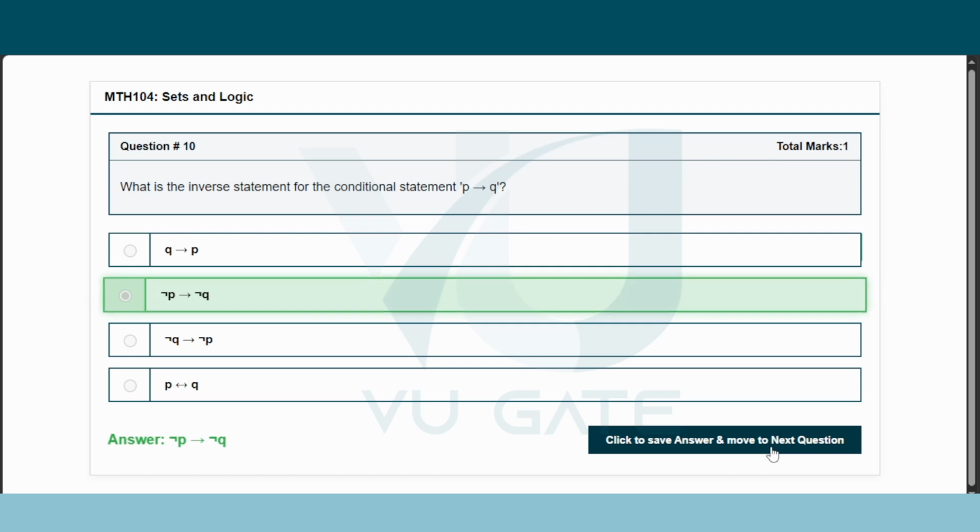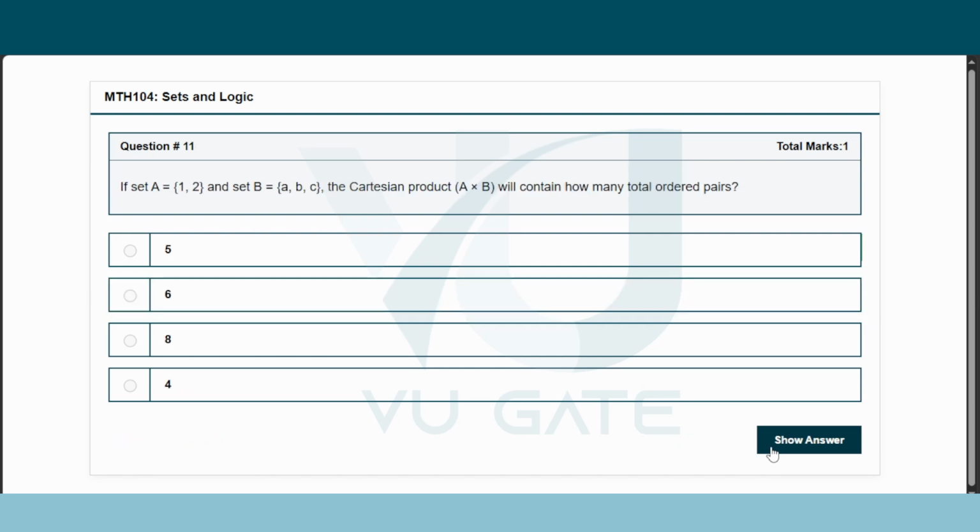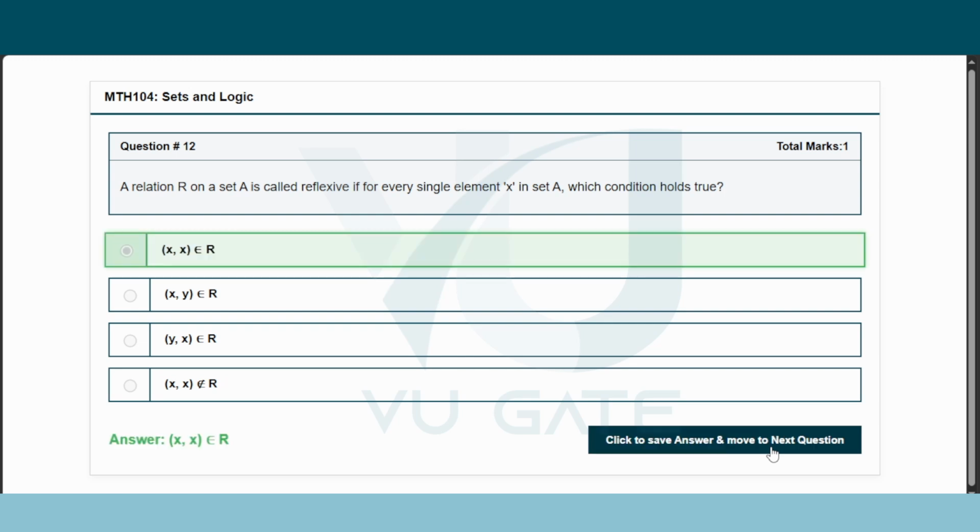Question number 11. If set A contains elements 1 and 2, and set B contains elements b and c, the Cartesian product A × B will contain how many total ordered pairs? The correct answer is 6. Question number 12. A relation R on a set A is called reflexive if for every single element X in set A, which condition holds true? The correct answer is the ordered pair X, X belongs to R.